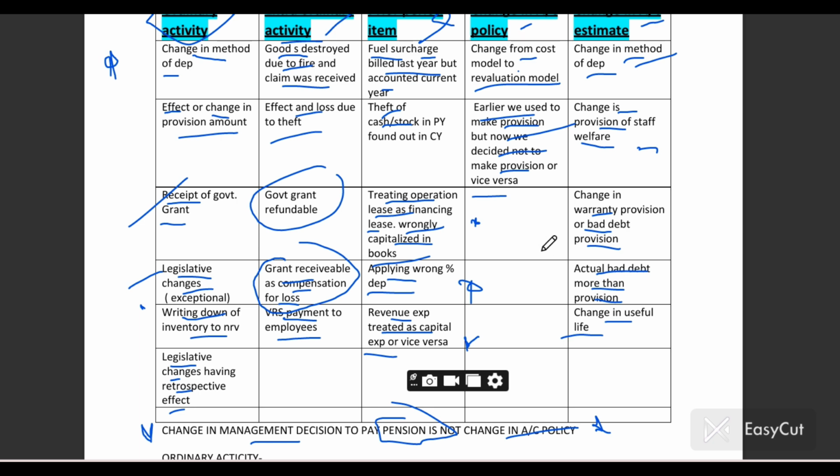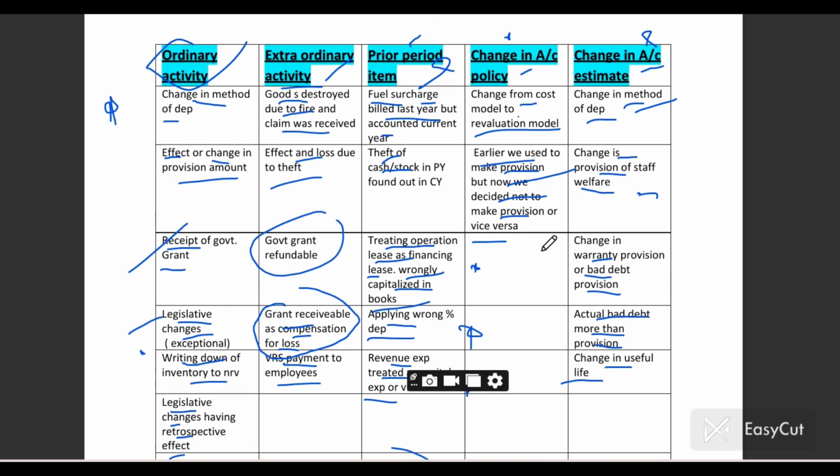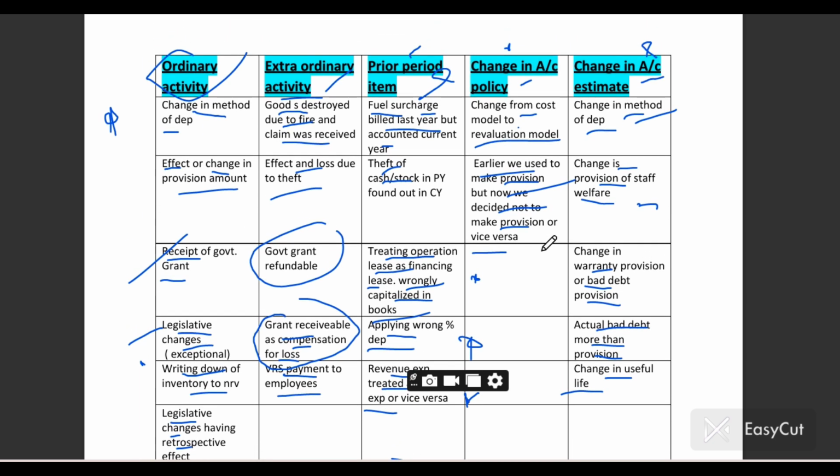AS5 is completed, and whatever I have explained, you have to disclose this. Write it down, because otherwise this video will be very long.